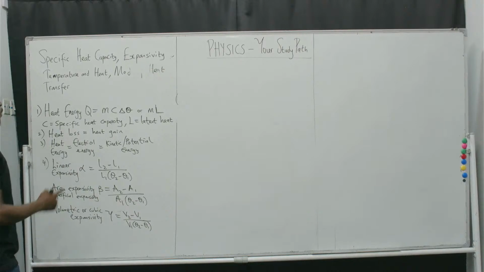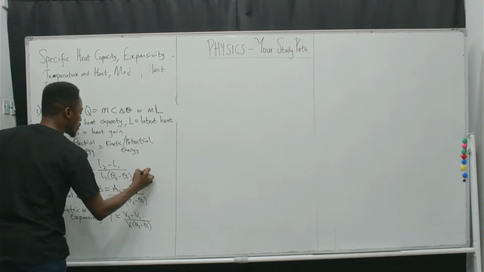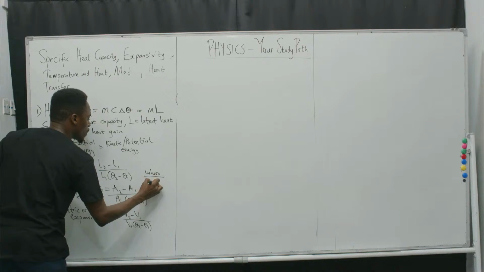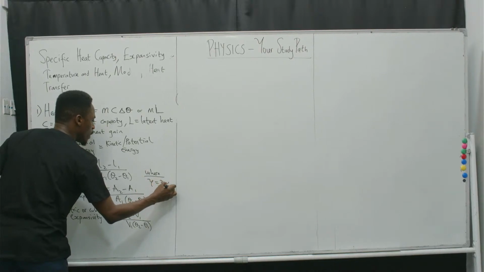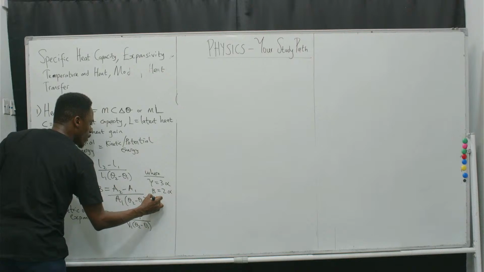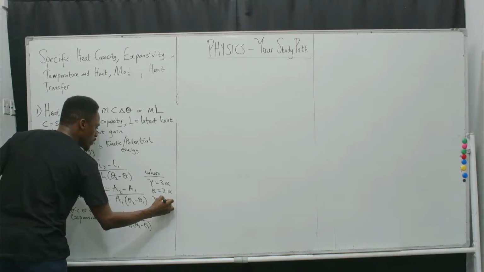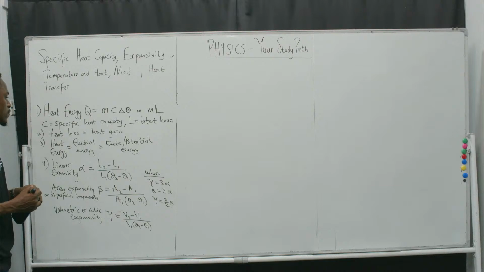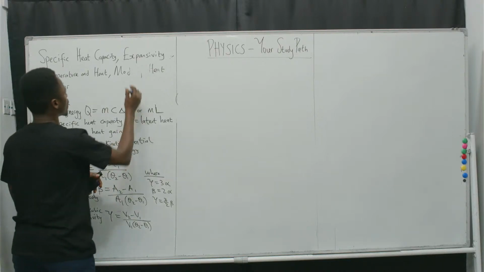So we'll be looking at where gamma is equal to 3 alpha, beta is equal to 2 alpha, and gamma is 3 over 2 beta. So put in mind that we have certain things within the role of these aspects.